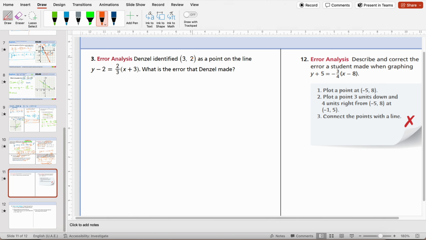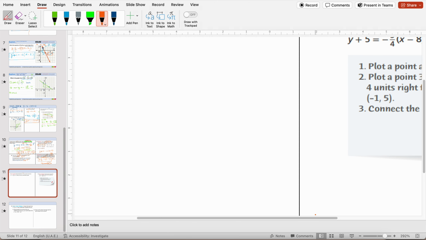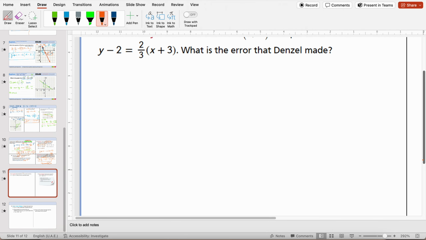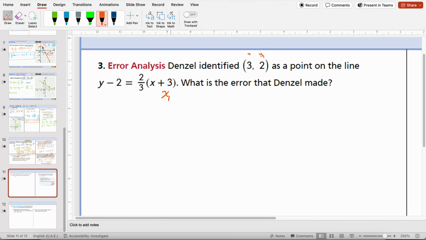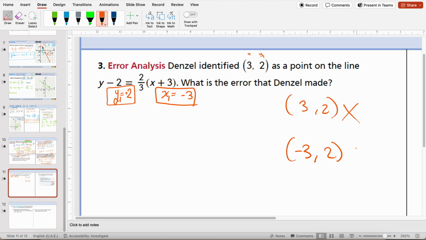Denzel identified 3, 2, this is x and this is y, as a point of this line. What is the error he made? Let's see. So in this equation, I can see clearly that x1 is supposed to be here, y1 is supposed to be here. x1 is not 3 positive, it should be opposite, -3. y1 is not supposed to be -2, it's supposed to be 2 positive. So what did he say? He said that it's 3, 2, but it should be what? It should be -3, 2. So he is wrong. This is the correct one.